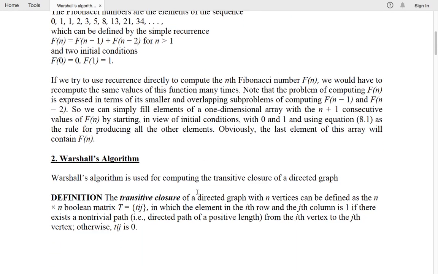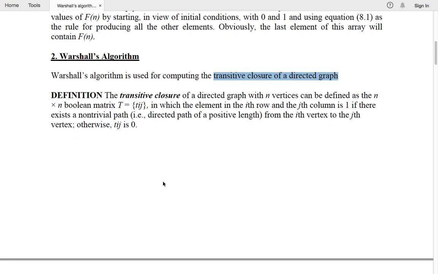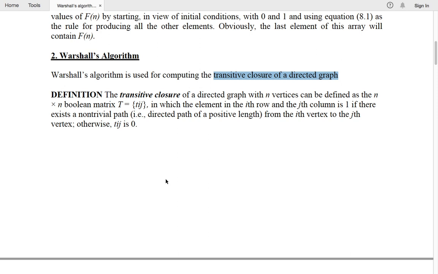Now, in this session, we'll be looking at what is known as Warshall's algorithm. We'll make use of the dynamic programming technique to find the transitive closure of a directed graph. So, Warshall's algorithm is used to find the transitive closure of a directed graph. Now, what do you mean by transitive closure? It basically implies that if you have a directed graph, remember the graph is directed here, which has n vertices and is represented in the form of a matrix.